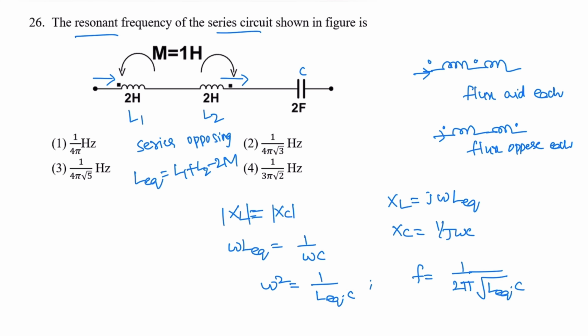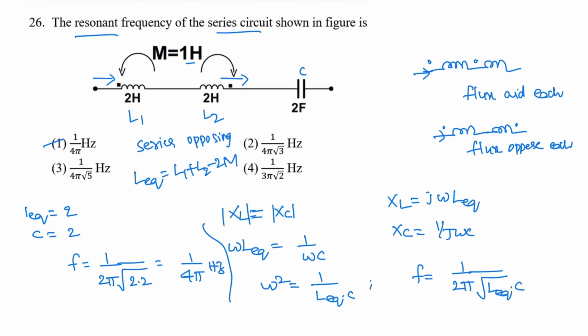So L equivalent is L1 plus L2 minus 2 times the mutual inductance. Mutual inductance is 1, so that is 4 minus 2, its value is 2, and capacitance is 2 farad. Now frequency f is 1 by 2 pi root LC, that is root of 2 into 2. Its value is 1 by 4 pi hertz. Frequency f is 1 by 4 pi hertz. So correct option is 1.